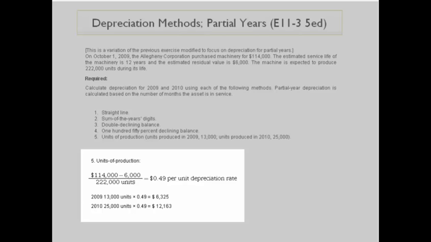And in 2009, we produced 13,000 units, so we take 13,000 units times the 49 cent depreciation rate to record $6,325 of depreciation. In 2010, we take the 25,000 units produced, which was given in the problem, times the 49 cent rate to come up with depreciation expense of $12,163 using the units of production method.